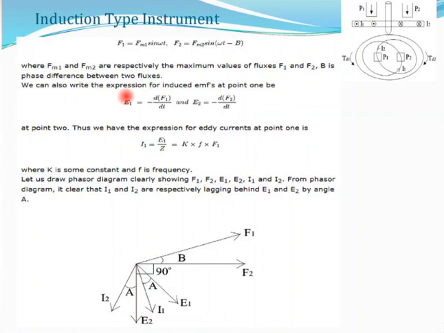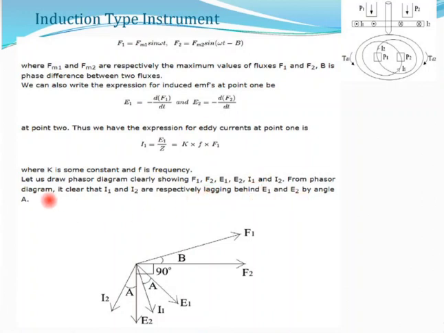We can also write the expression for induced EMFs. At point 1, E1 is equal to minus dF1 by dt, and at point 2, E2 is equal to minus dF2 by dt. Thus we have the expression for eddy currents at point 1: I1 equals E1 divided by Z, equal to K into f into F1, where K is some constant and f is the frequency. Let us draw the phasor diagram clearly showing F1, F2, E1, E2, I1 and I2.